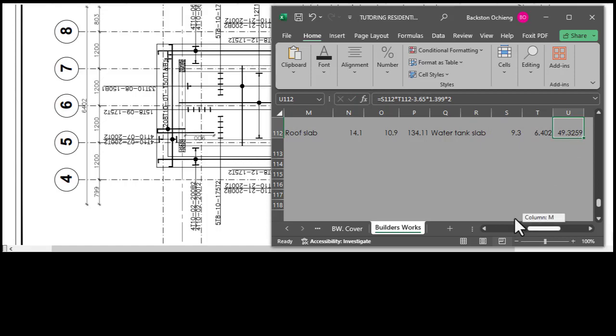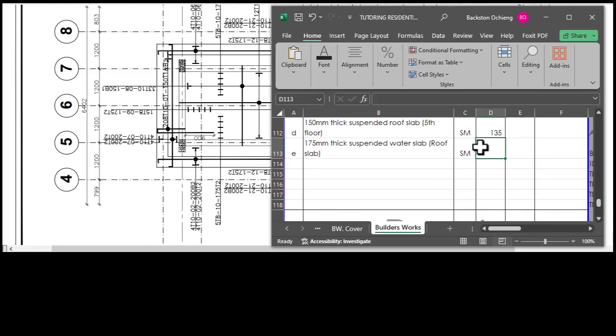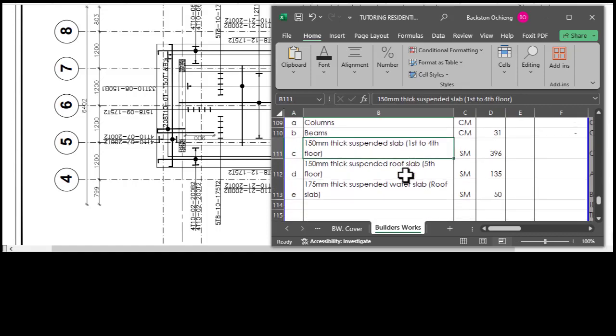So this is 50 square meters for the area. That gives us what we calculate in terms of a suspended water slab. So that is it. That is what we intended to cover today. Basically just suspended slabs, and then await our next session where we are intending to go over staircases as well.